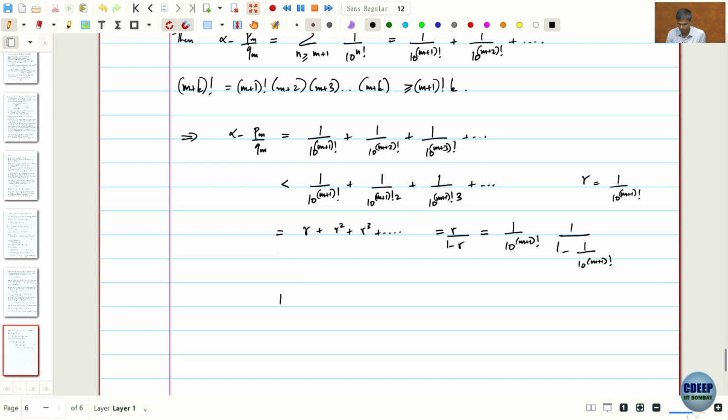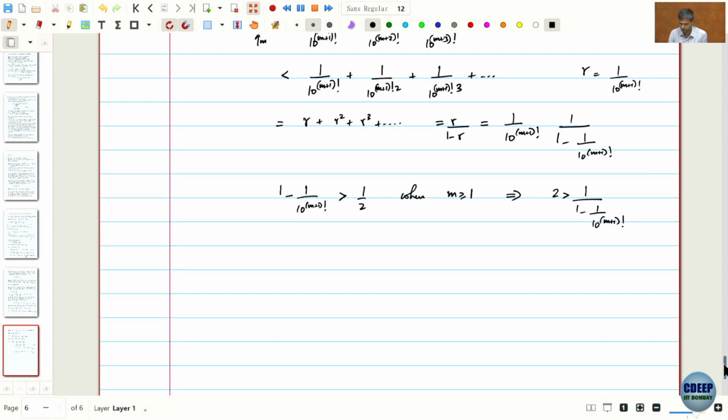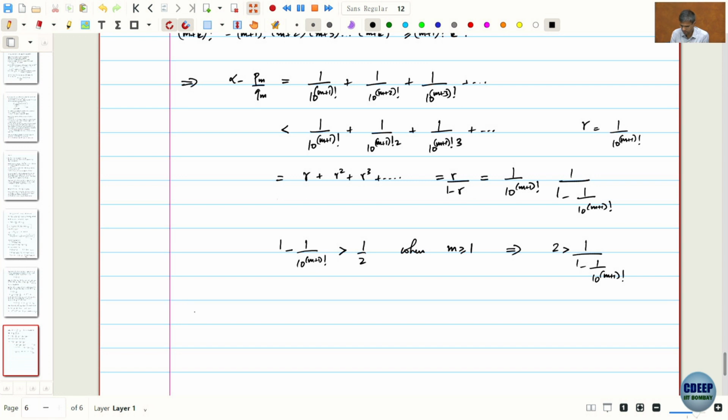Okay, so notice that 1 minus gamma, that is 1 minus 1 upon 10 to the power m plus 1 factorial, is greater than 1 by 2 when m is greater than or equal to 1, right? So, okay, so which implies that 1 upon 1 minus gamma is strictly less than 2. Okay, so then this implies alpha minus pm by qm is strictly less than 1 upon 10 to the power m plus 1 factorial times 2.